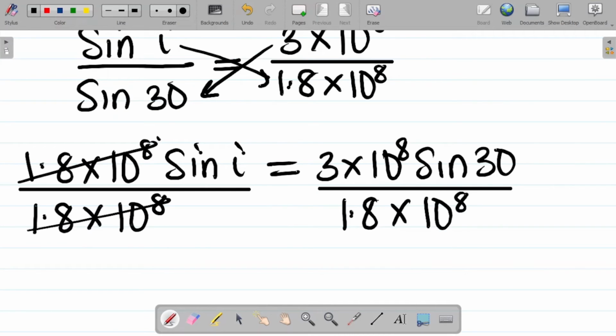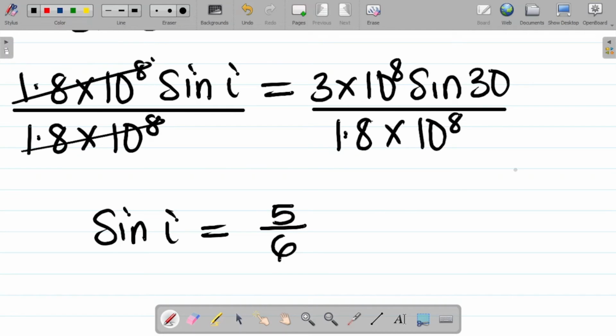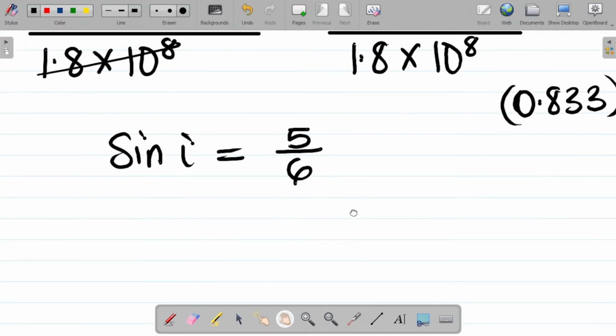This will cancel this. You now have that sine i is equal to, so I'll just get my calculator and punch 3 times 10 to the power 8 sine 30, all divided by 1.8 times 10 to the power 8. If you punch this correctly, your answer will give you about 5 over 6, or it will give you 0.833. Whichever one you choose, it's correct. So I'm going with 5 over 6 here. You could also get 0.833, that's the value in decimal.